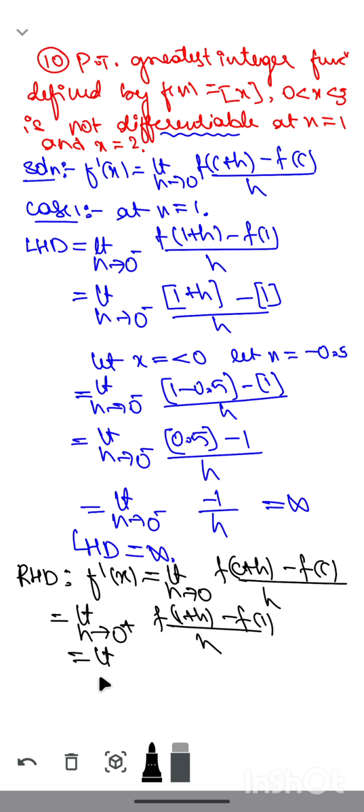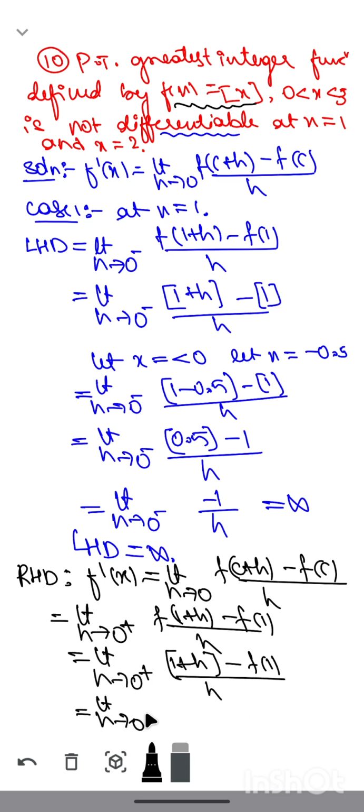What is f of 1 plus h? The value of f of 1 plus h is nothing but replacing the value of x by 1 plus h in the given function. What is our given function? f of x is equal to the greatest integer value of x. So we get the greatest integer value of 1 plus h minus the greatest integer value of 1 whole divided by h. That is limit h tends to 0 plus.